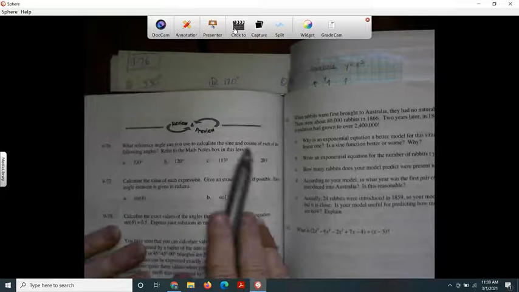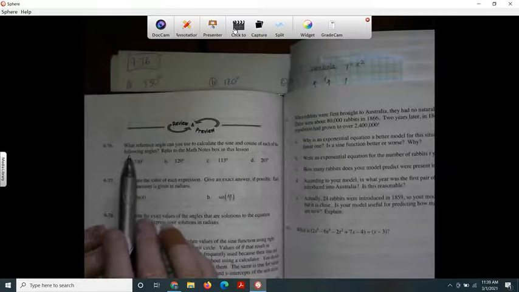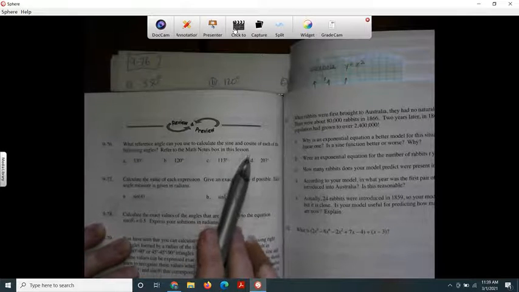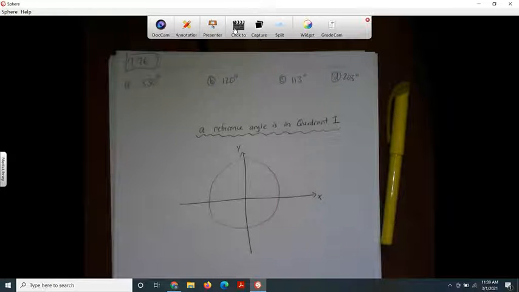Calculate the sine and cosine of each of the following angles. Refer to the math notes box in this lesson. So it doesn't sound like they even need me to find the sine and cosine of the angles. It sounds like they just want me to say what the reference angle is. So a reference angle is an angle that's found in quadrant 1.